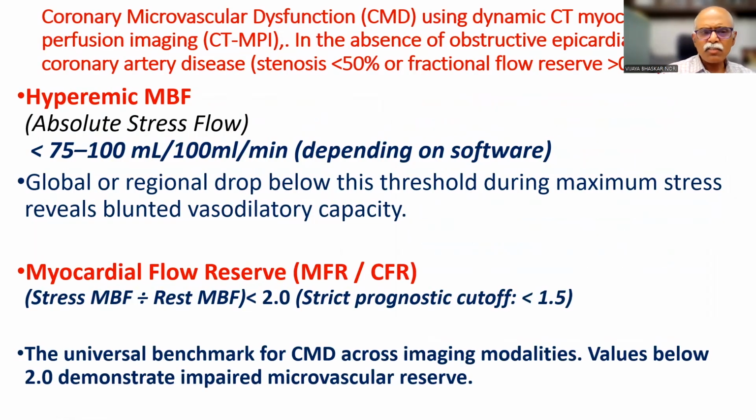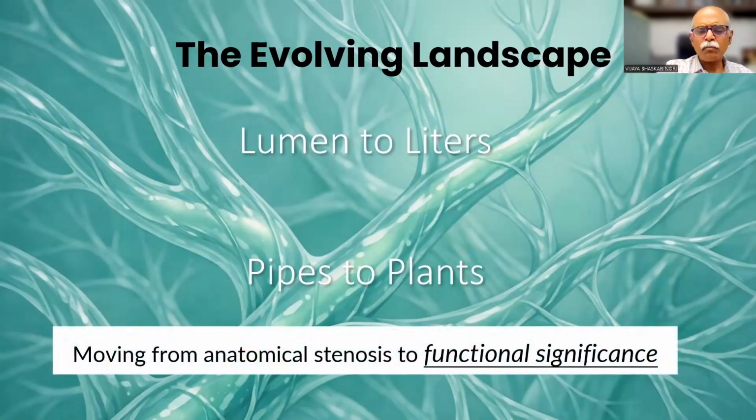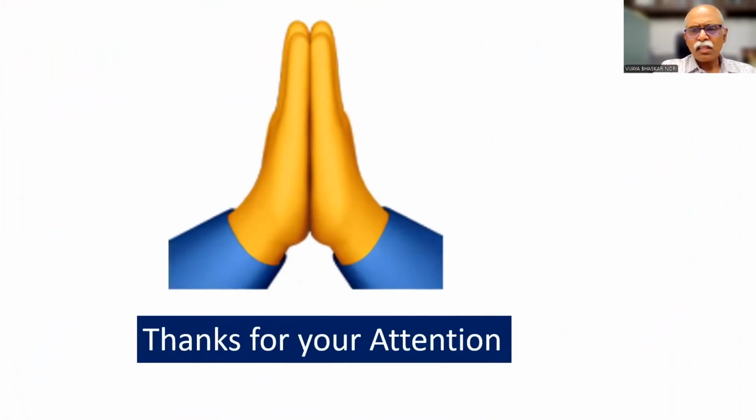Coronary microvascular dysfunction is again one entity which can be picked up much better on a CT myocardial perfusion, and a global hyperemic myocardial perfusion of less than 75 to 100 is usually suggestive, or a stress to rest myocardial flow reserve of less than 1.5 globally is suggestive of microvascular dysfunction. So that is about CT myocardial perfusion, the evolving landscape, lumen to liters, pipe to plants, moving from epicardial stenosis to functional significance.